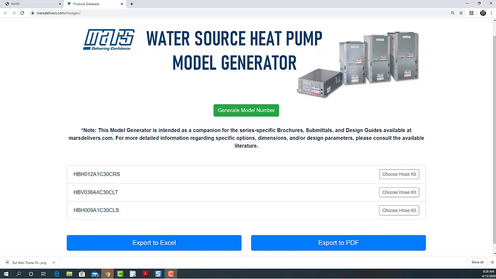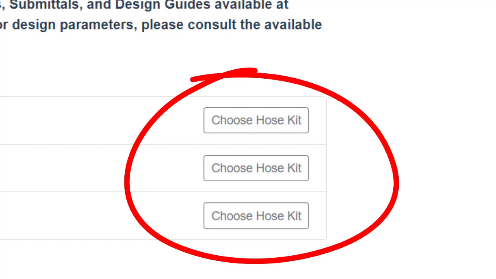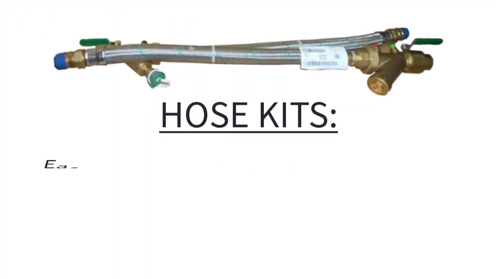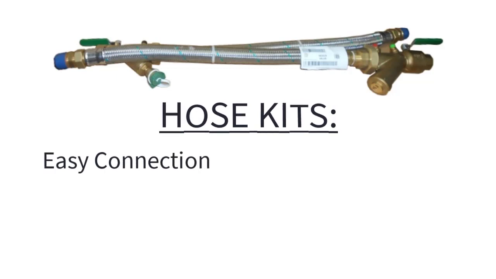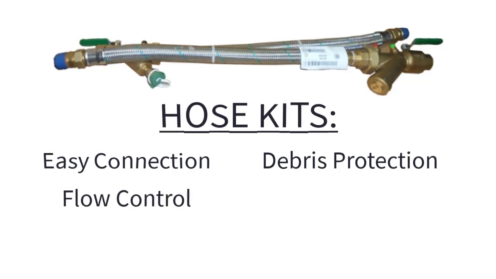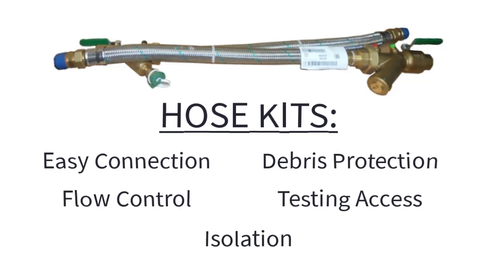A new feature previously unavailable on our older versions is the ability to choose hose kits for each individual system. In theory, a hose kit is meant to do 5 things. Number 1, flexible, easy connection. Number 2, debris protection. Number 3, flow control, whether it's automatic or manual. Number 4, testing access. And number 5, isolation. Not one of these items is more important than another.